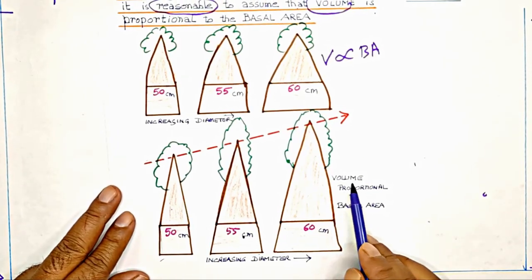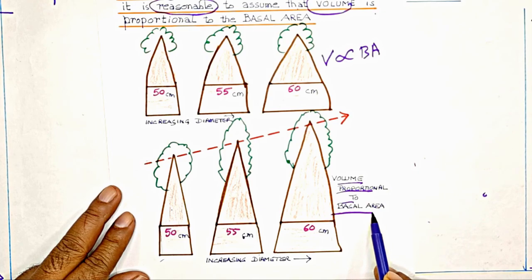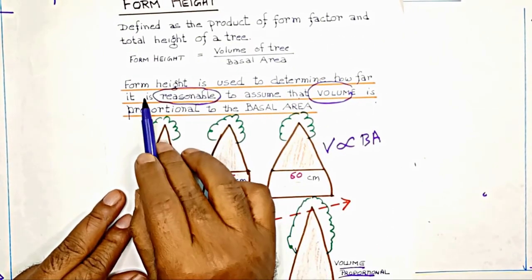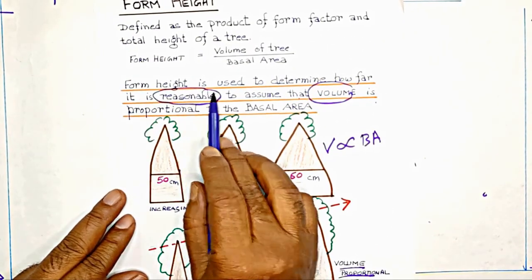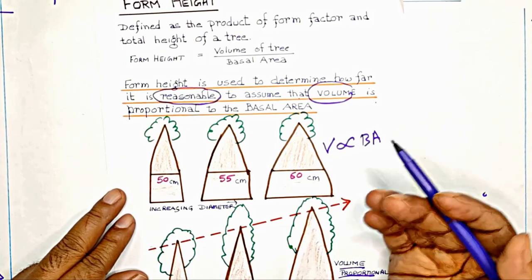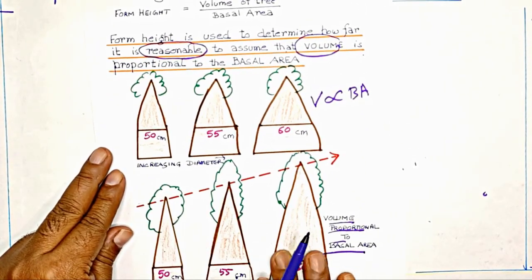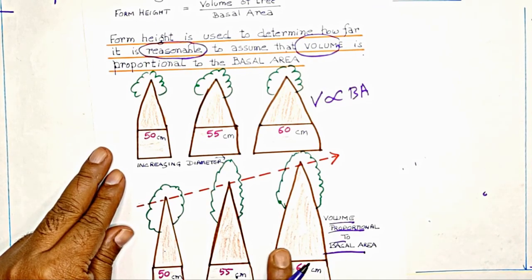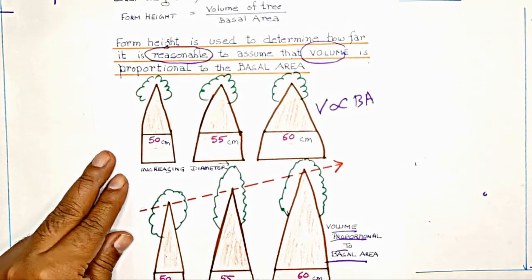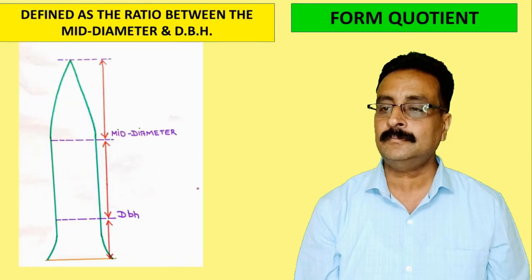So when the volume is proportional to basal area, we say that form height is used. It is used to determine how far it is reasonable to think that the volume is proportional, slowly, to the basal area. So this is what form height means.